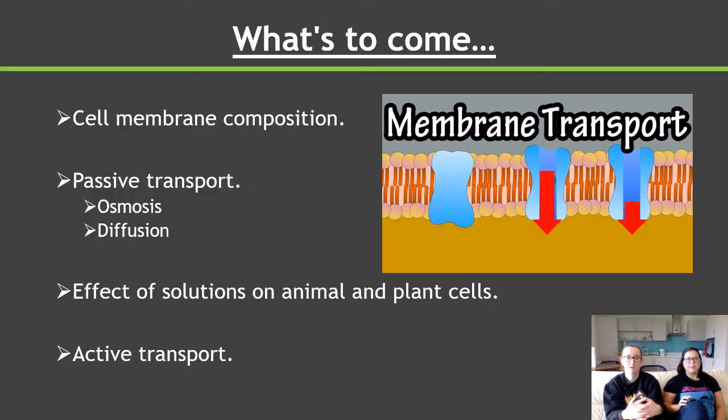Okay, so things that we'll be looking at over the entire key area: cell membrane composition. So what's the membrane built of? Then we're going to be having a look at something called passive transport, and the two types of passive transport that we investigate are osmosis and diffusion. Then we'll be having a look at the effect of different solutions on plant and animal cells. And then finally we'll finish off with active transport and exactly what that is and how it works.